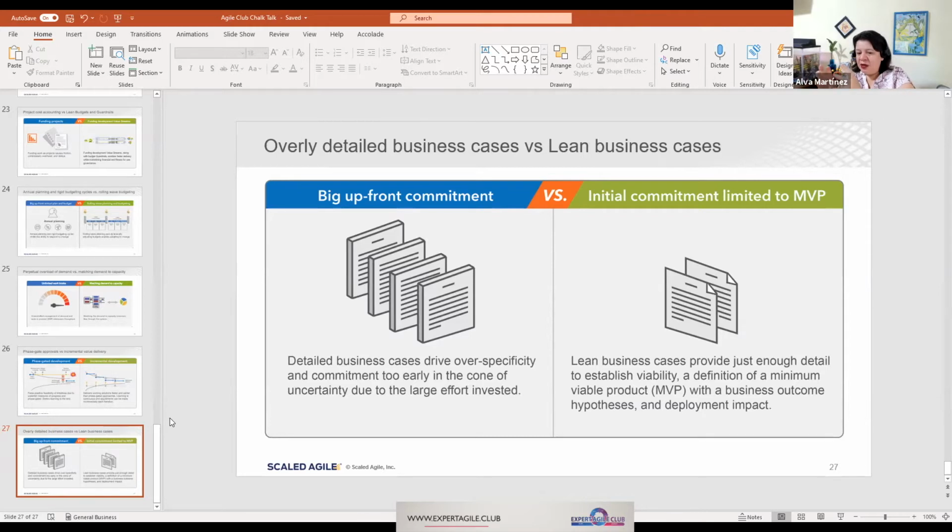With that, definitely with the business outcome, with the hypothesis and everything, you will be able to define more accurate information for the fund. So these are the things that SAFe proposes. Again, what is important is that we define what the problem is.